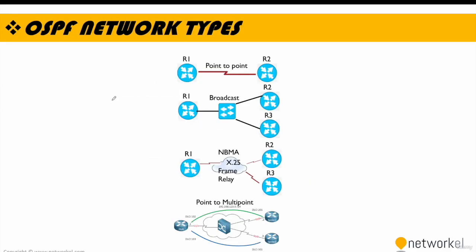We have mainly four different OSPF network types. The first one is point-to-point, which refers to a direct connection between two routers. The second one is broadcast multi-access, a connection between multiple routers over an Ethernet network. The third one is NBMA, a connection between multiple routers over a frame relay or X.25 network. And lastly, point-to-multipoint, a network that includes multiple routers over an NBMA with hub and spokes.